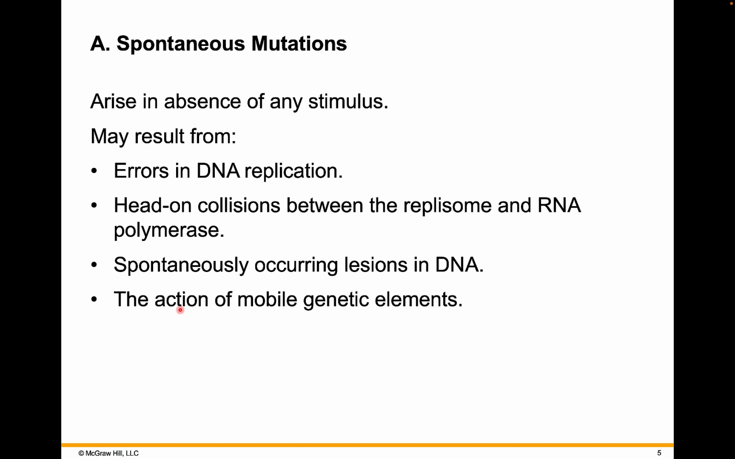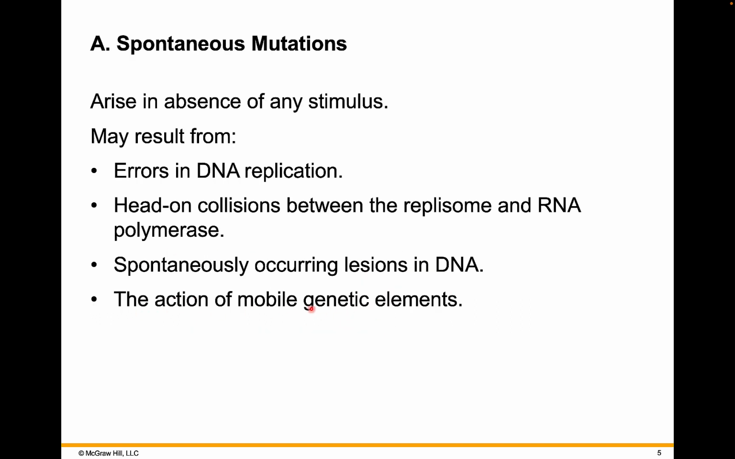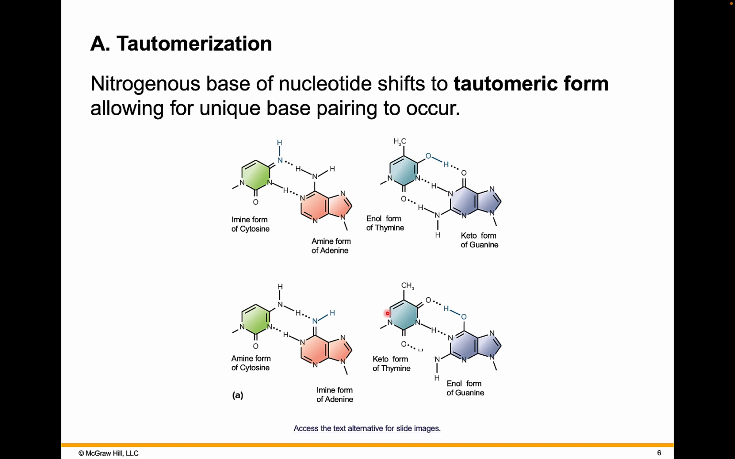And also, as I said, the action of mobile genetic elements can insert, delete, invert, duplicate, and translocate many of the nucleotide sequences. These transposable or mobile genetic elements are going to cause that, and we are going to talk about those mechanisms later in the chapter, in part 2. So let's talk about the different mechanisms. The first one is tautomerization, where the nitrogenous base of the nucleotide shifts to a tautomeric form, allowing for unusual base pairing to occur.